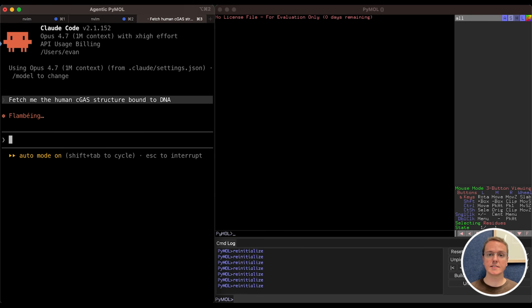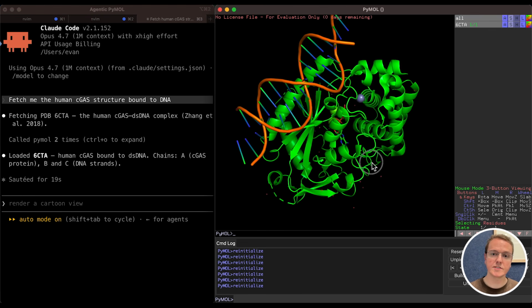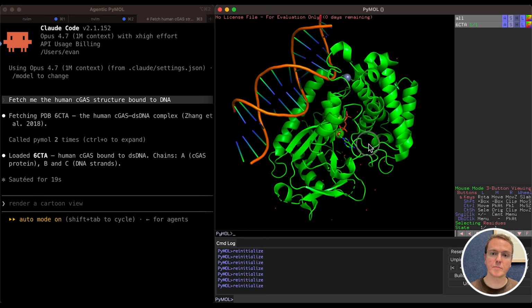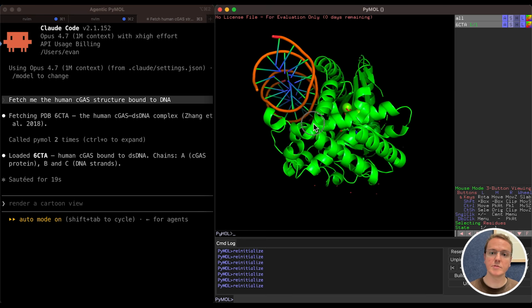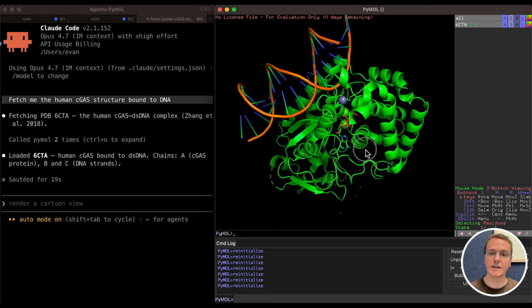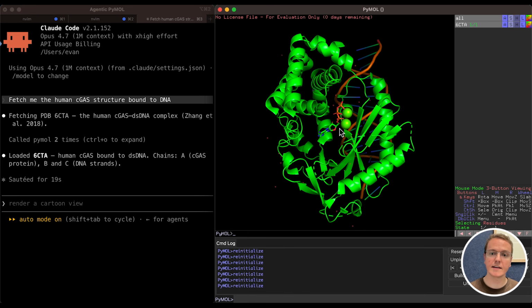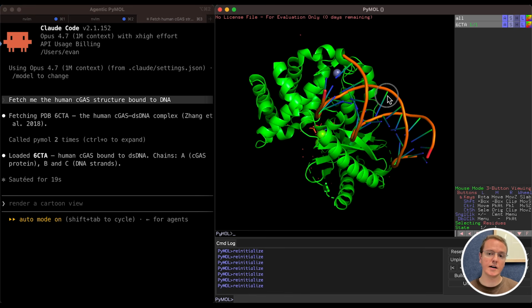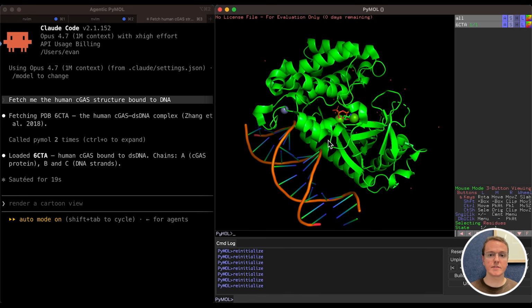So cGAS is a DNA binding protein, so let's load this up. We can see the monomeric form bound to DNA. We see the characteristic zinc ion that's found here and ATP. So this all happened just with a natural language prompt.